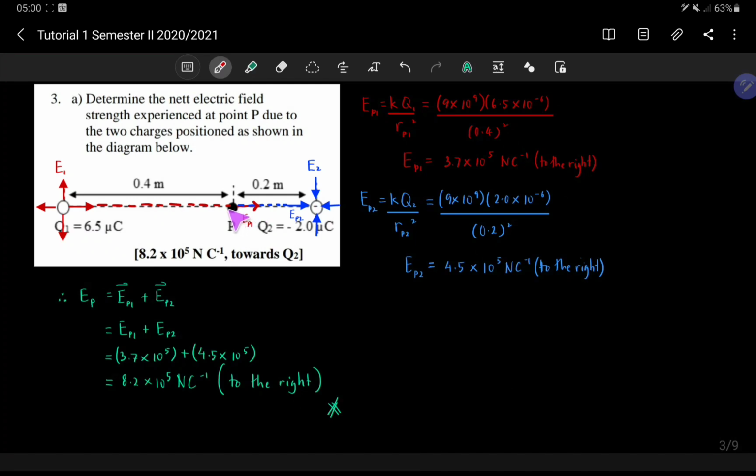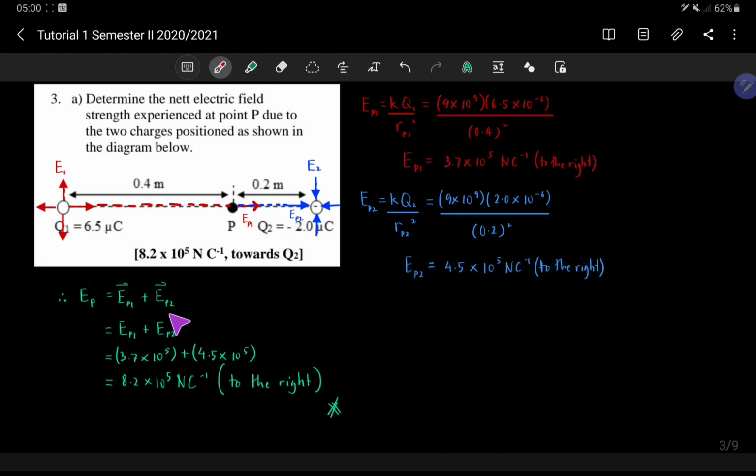At the same time, P is located at the left side of Q2. So this is Q2 and the electric field is directed inwards. We elongate the line and take this line only, because P is located on this side. So E on P by 2 is also directed to the right. Basically, E exerted on P equals E on P by 1 plus E on P by 2, in vector. EP1 is directed to the right, so it is positive. EP2 is also directed to the right, also positive. So it is still EP1 plus EP2.